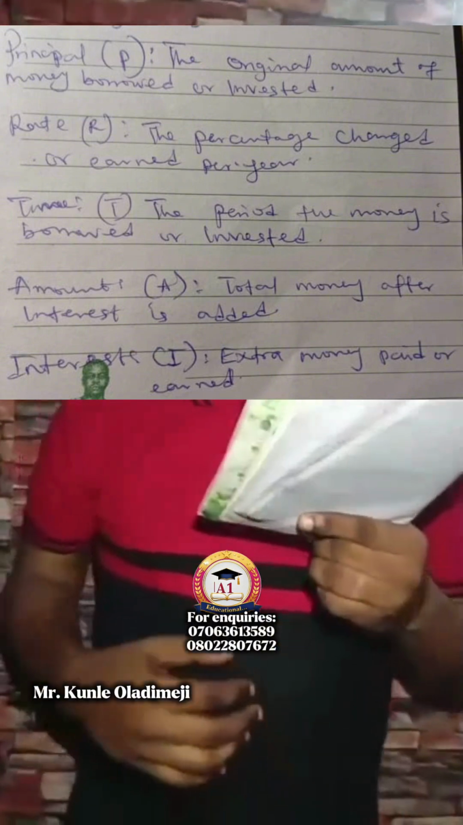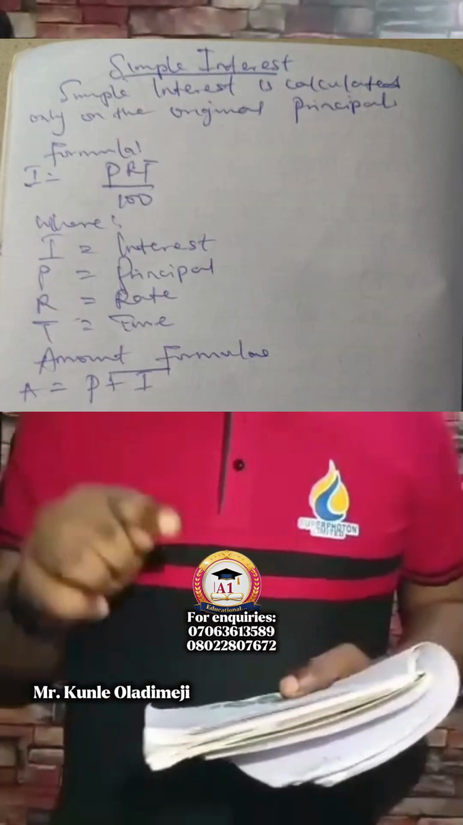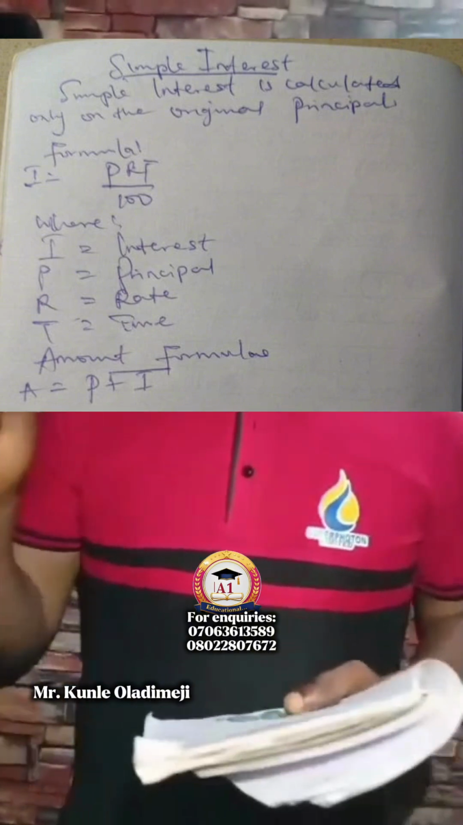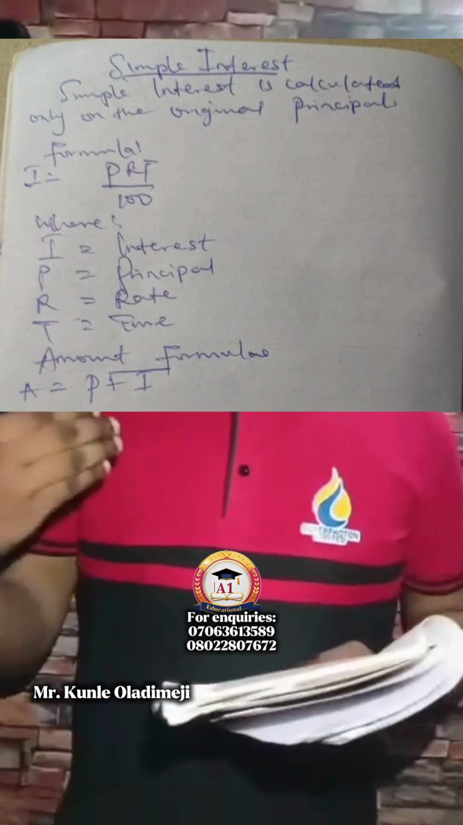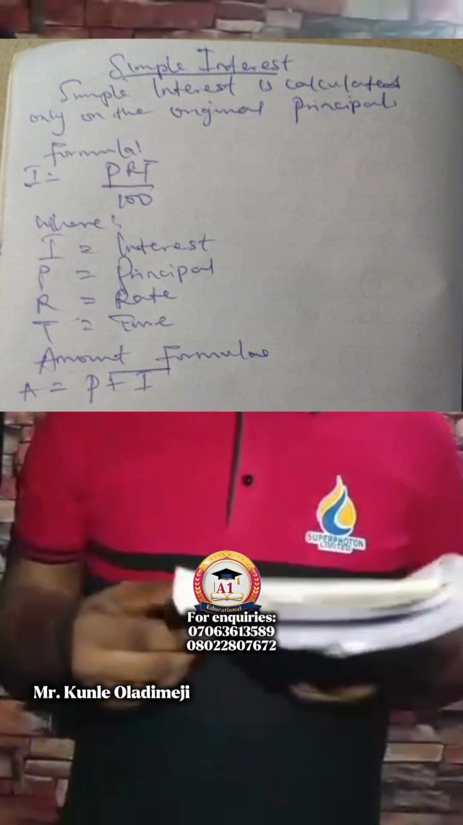That is the amount. So as I said earlier on, we have the simple interest, which is SI. The formula is principal times time times rate over 100. I'll say that again. The formula for simple interest is principal times time times rate over 100. After the video, I'll send the notes out for us to go through.